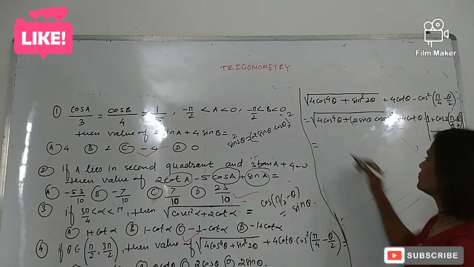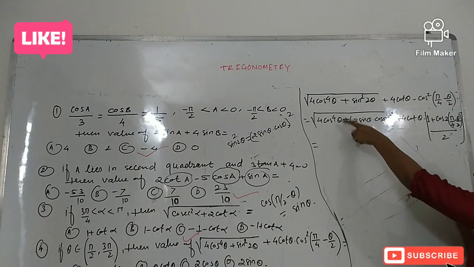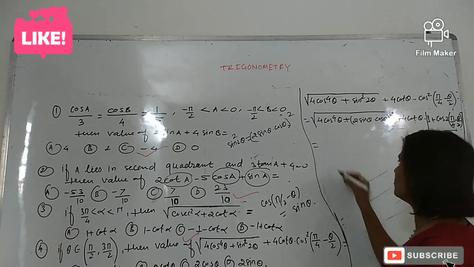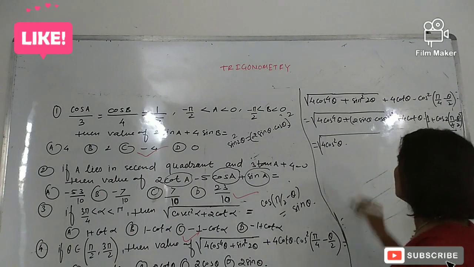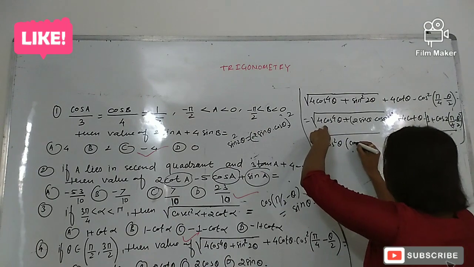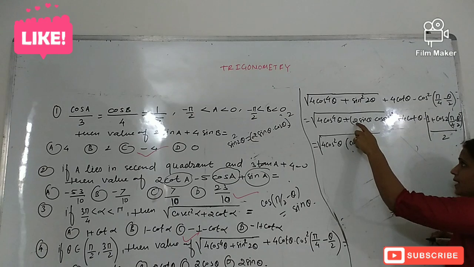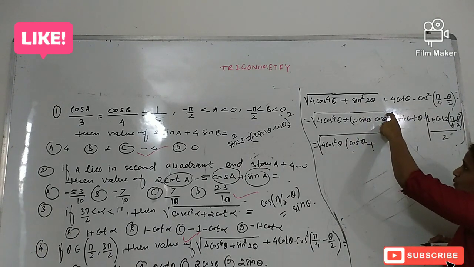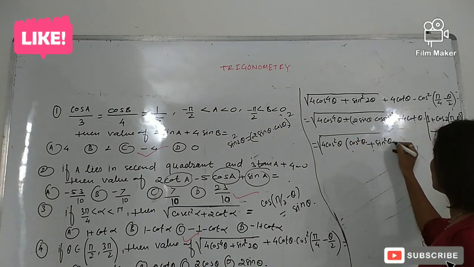From this, 4 cos to the power 4 theta, and after squaring, the 2 also gives 4 sine square theta cos square theta. This means we can take 4 cos square theta common. After taking 4 cos square theta common from the first term, only cos square theta remains. And from the second term, 2 square is 4 which we already took common, and cos square theta we already took common. So what is remaining? Remaining is sine square theta.